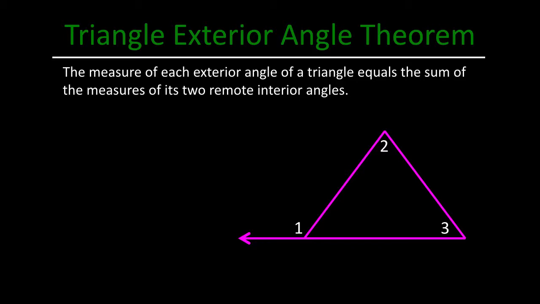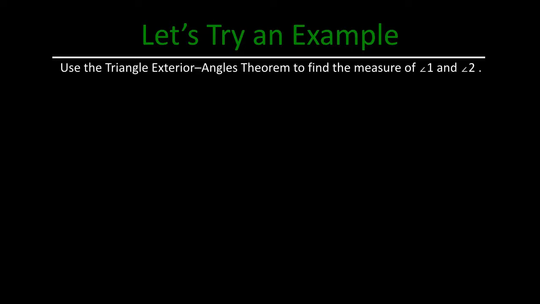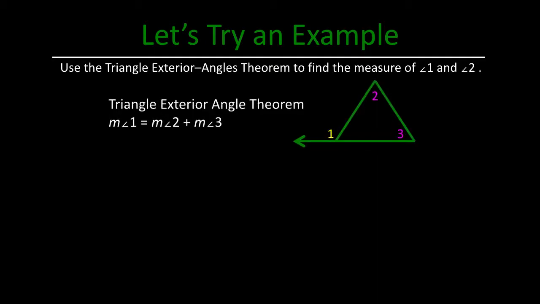Now what this theorem states is if I were to add my measure of angle 2 and the measure of angle 3, it will equal the measure of my angle 1. So let's use the triangle exterior angle theorem to find the measure of angle 1 and angle 2. So we know the triangle exterior angle theorem says that the measure of angle 1 is equal to the measure of angle 2 plus the measure of angle 3. And I'll have our diagram here for you to see.